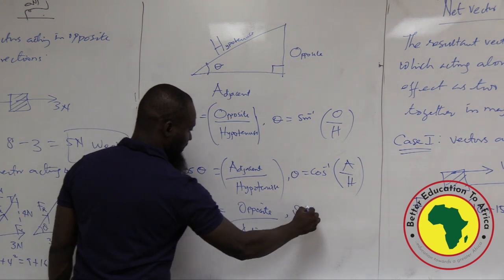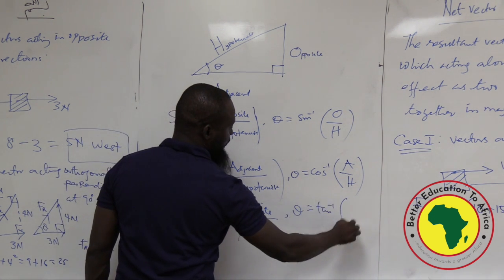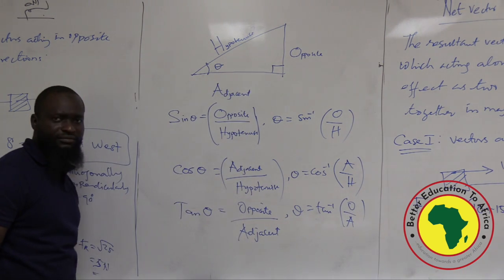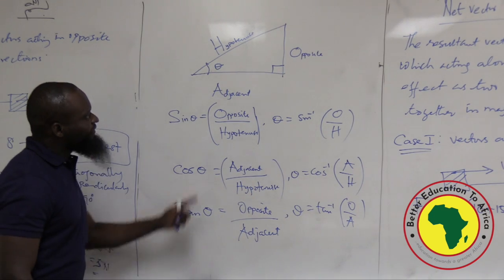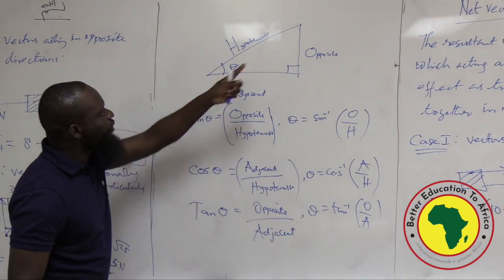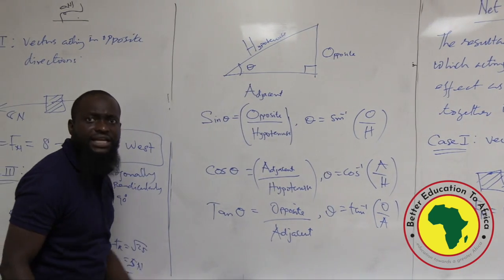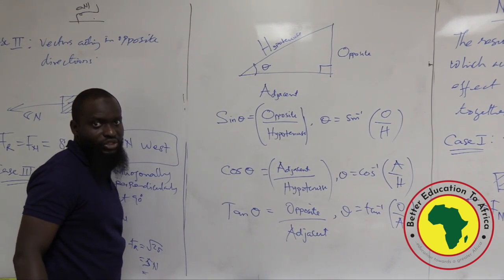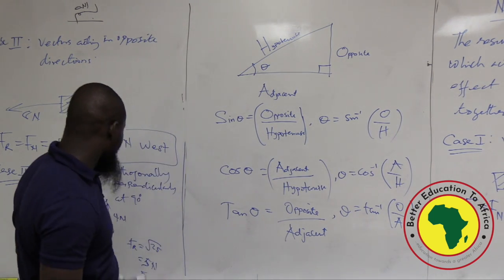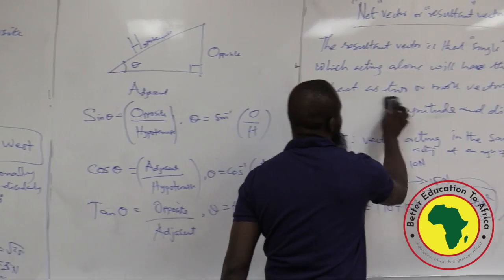So what is theta? It's tan inverse of opposite over adjacent. So if I don't have the hypotenuse, I have opposite and adjacent, I can use tan. If I don't have opposite, I have only adjacent and hypotenuse, I will use cosine. If I don't have adjacent, I have only opposite and hypotenuse, I will use sine. I will get the same answer for theta, so it's just your choice. And we're going to see that availability now in this problem. So let me go back to this problem, the case number 3 problem.